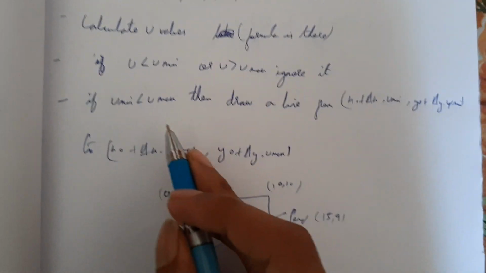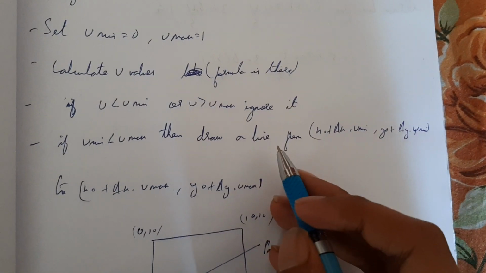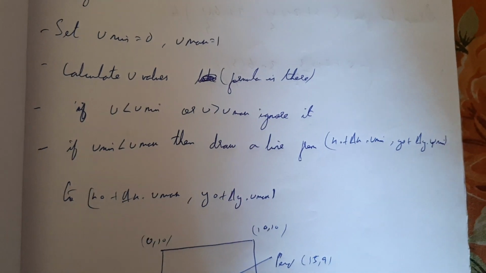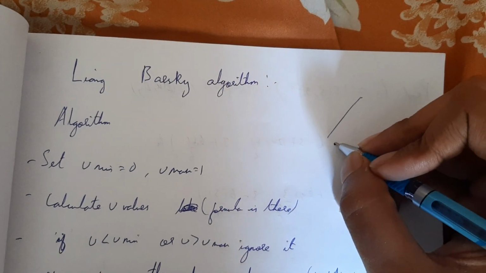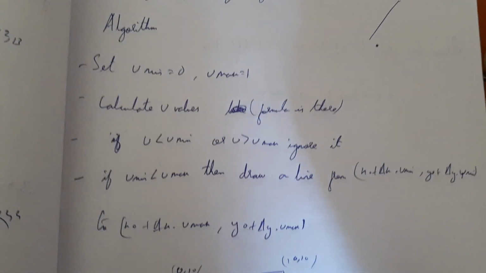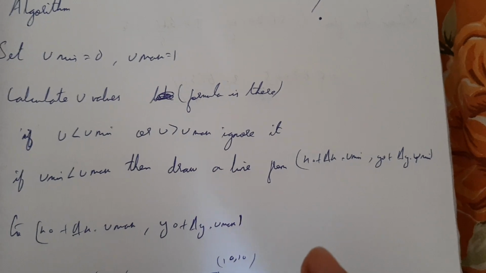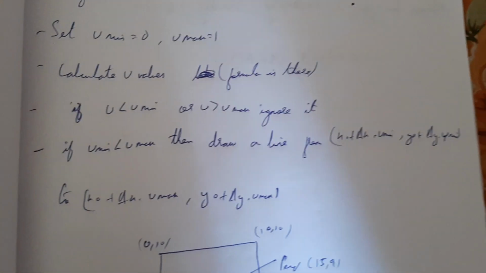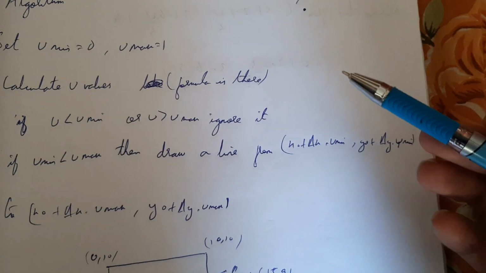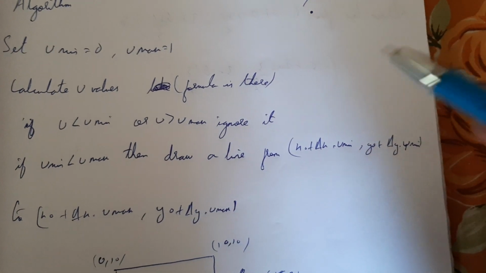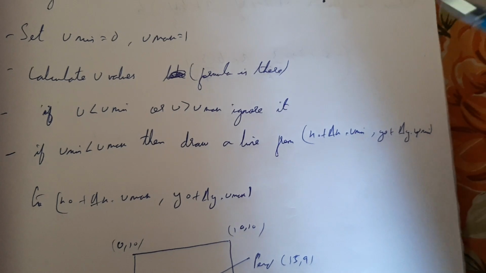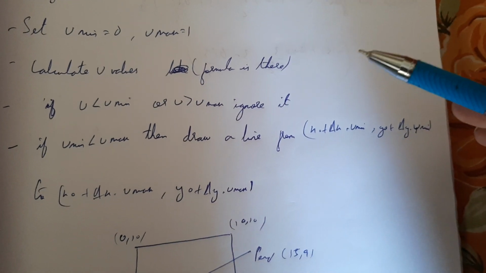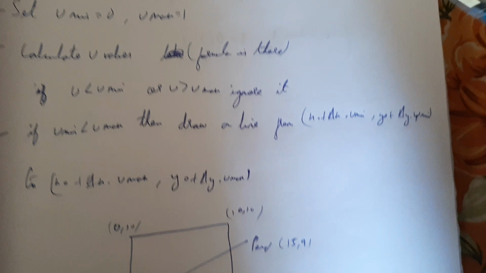If u min is less than u max, then draw a line from x naught, which is the first point of the line. For example, if this is the line we want to clip, this is the first point, x naught. Then x naught plus del x into u min. Del x is just the difference of x coordinates, and similarly del y is the difference of y coordinates. Now from the first point, the clipped line will be x naught plus del x times u min, comma, y naught plus del y times u min, to x naught plus del x times u max, comma, y naught plus del y times u max.